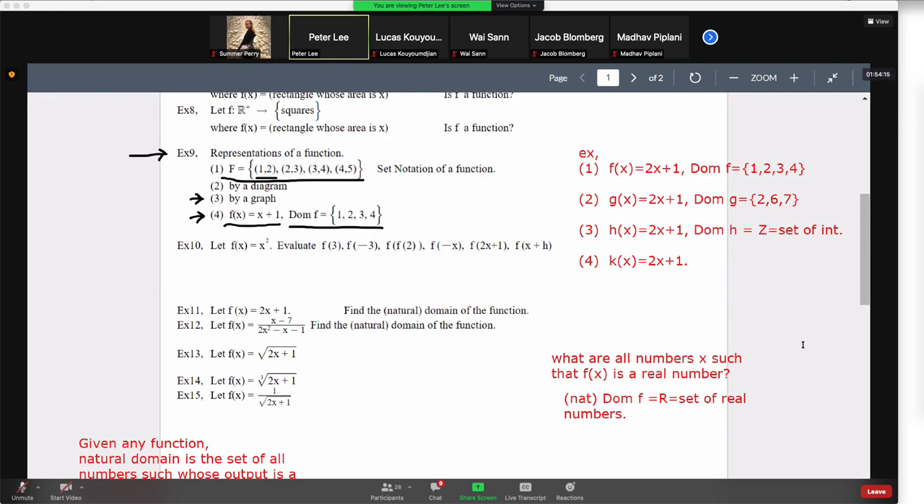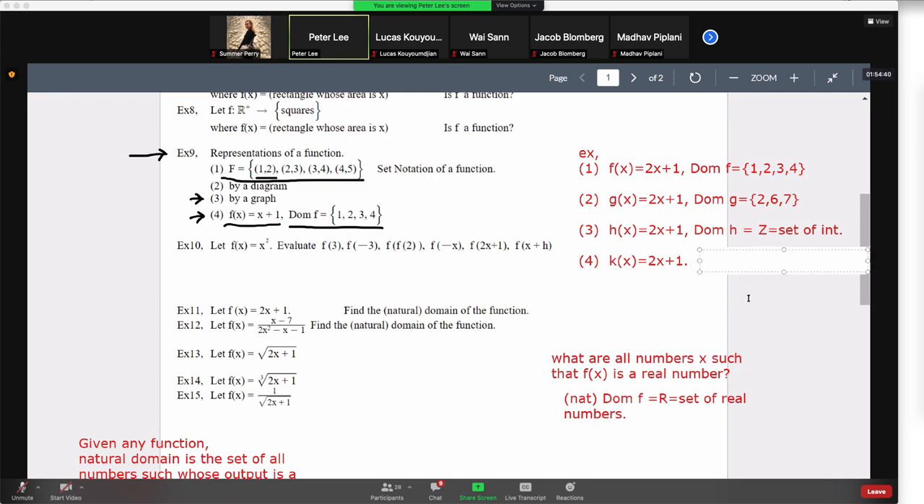Now let's look at number 3. h of x is equal to 2x plus 1, and the domain of h is defined to be Z, which is the set of integers. So now we have a different function too. In this case, we are letting x be any integer. And now here is number 4. k of x is equal to 2x plus 1, and the domain is not defined.